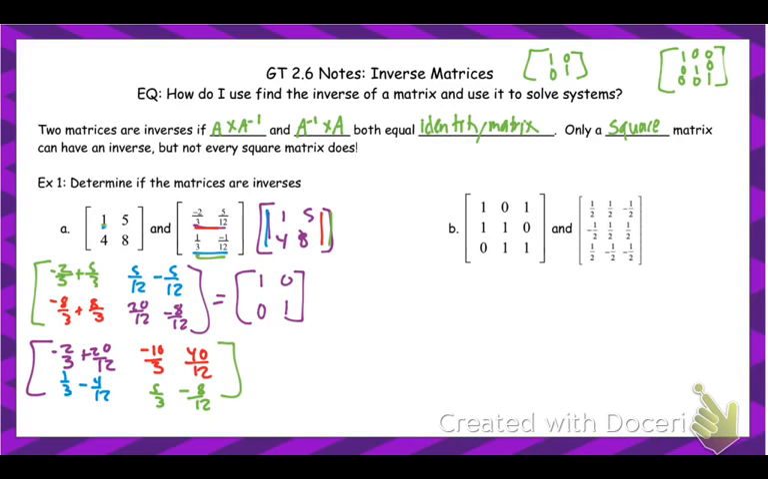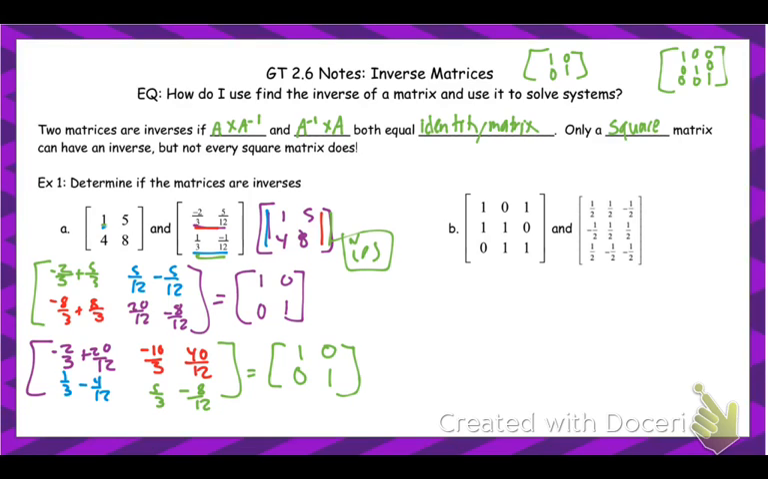So when I simplify, that's going to be 12/12, which is just 1. That's going to be 0, 0, and 12/12, which would just be 1. So both of those products gave me that identity. So yes, those two matrices are inverses of each other.